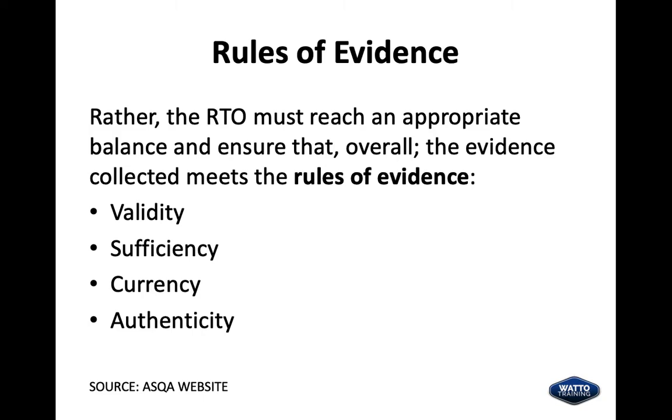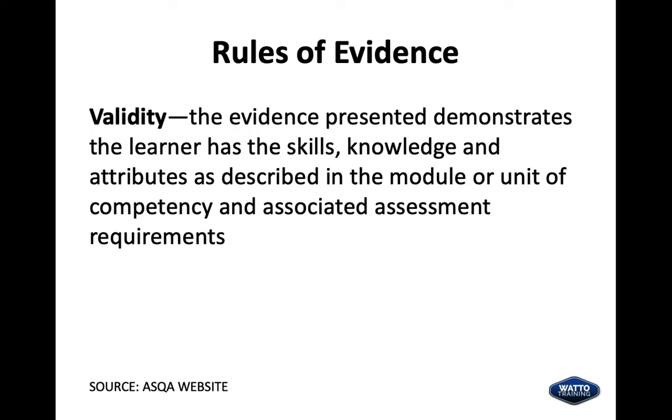Rules of evidence. Rather, the RTO must reach an appropriate balance and ensure that overall the evidence collected meets the rules of evidence. This includes validity, sufficiency, currency, and authenticity. Let's take a look at each of those a little bit closer. Validity: the evidence presented demonstrates the learner has the skills, knowledge, and attributes as described in the module or unit of competency and associated assessment requirements.